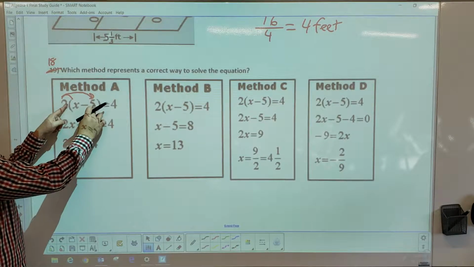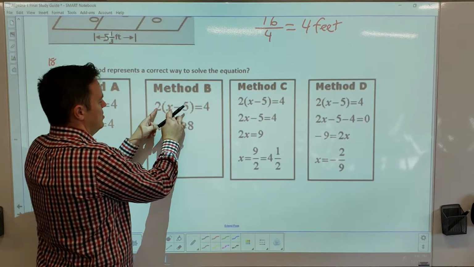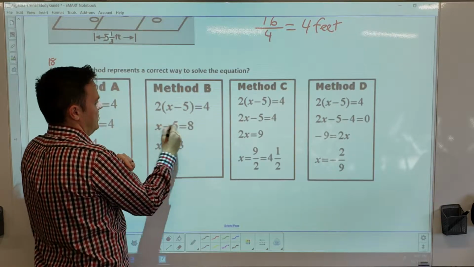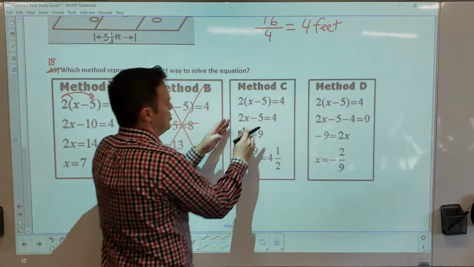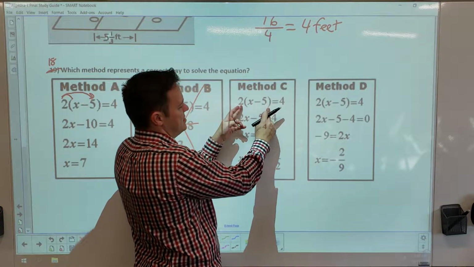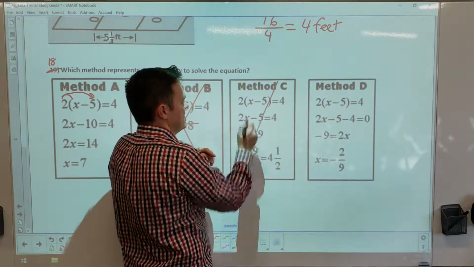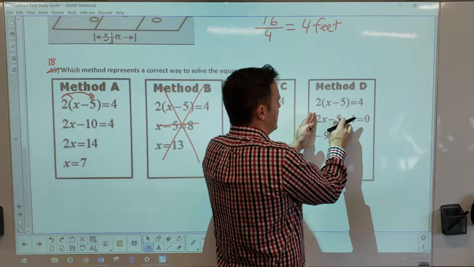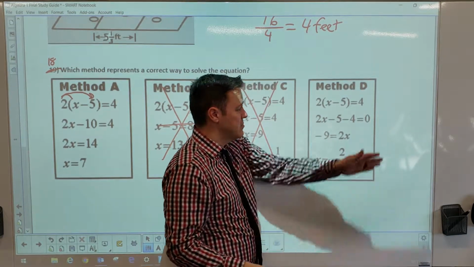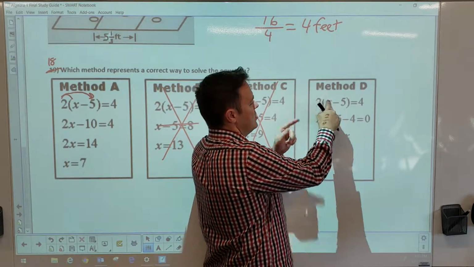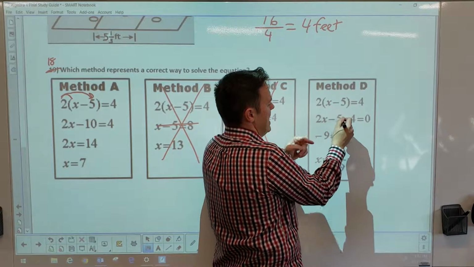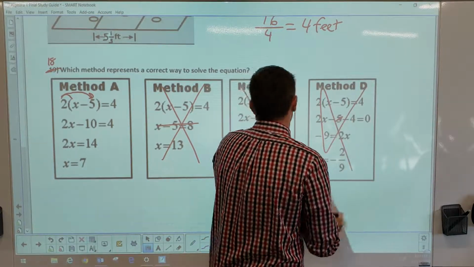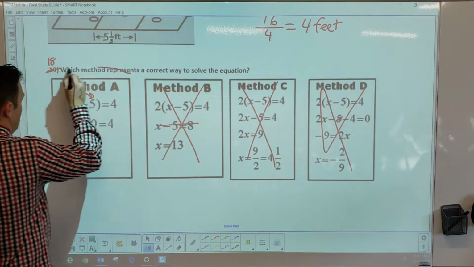2x, and then 2 times 5 is 10. 2x. Nope, that's not right. 2x is correct, but then they forgot to distribute to the back end. That's not right. It should be 10. And then this one, I don't know what they're doing. They subtracted the 4 over, but same thing. 2x, and then this should be 10. We're missing the 10. That's not right. So the only answer is A.